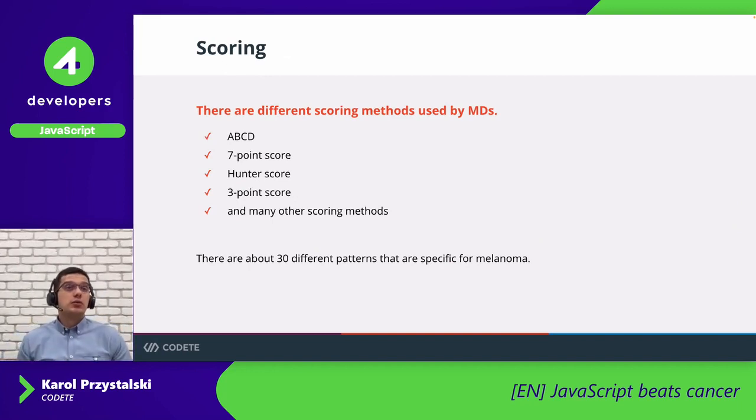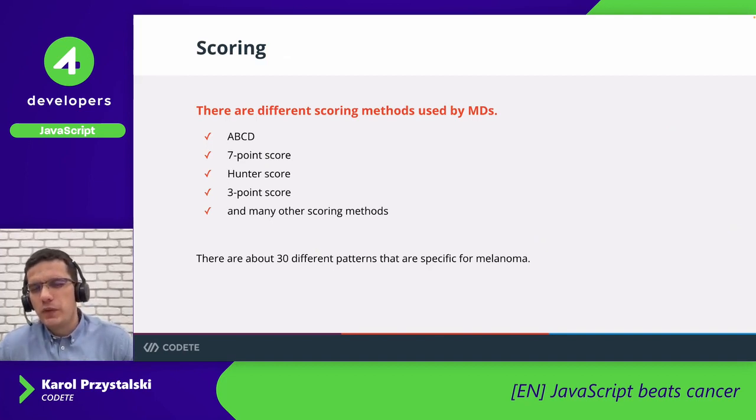So how do medical doctors do the research, or how do they actually find out if it's a cancer or not? Most dermatologists will tell you, well, I take a look and I see, because of the experience, mostly. But actually, there are some scales or scoring methods that are typical for skin cancer, like ABCDE, for example, the 7-point score method. In my research, I mostly used the Hunter score because it is based on multispectral images.